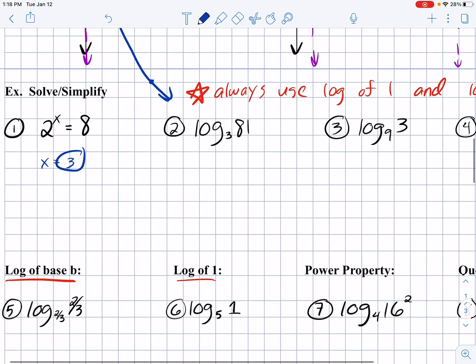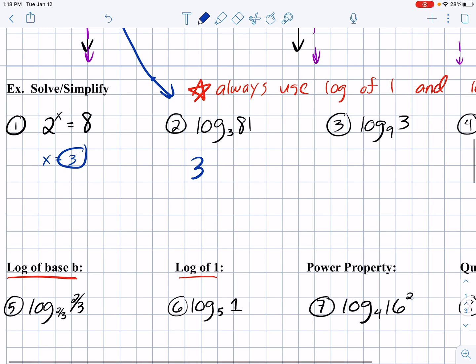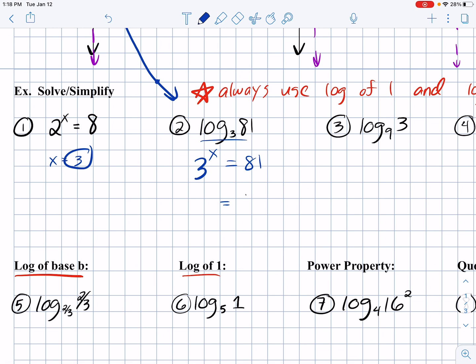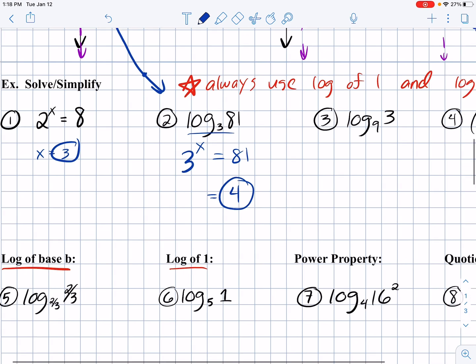Number 2 is asking the same thing. It's asking 3 to what power gets you 81. That's how we read this log expression. Log of 81 base 3. 3 to what power gets us 81? That would be 4. If you're unsure, we can just, in our calculator, 3 times 3 times 3, see how many times we get 81.